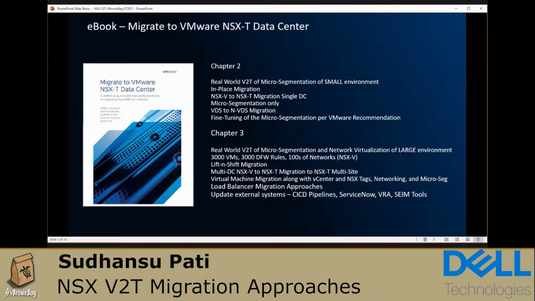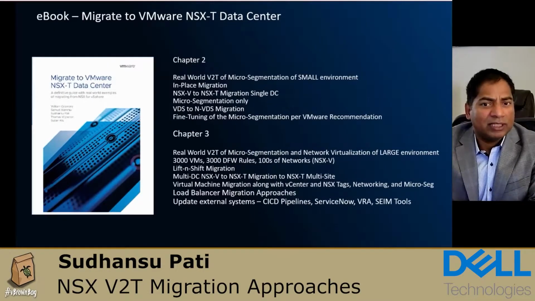So I have authored 2 chapters where I highlighted real-world implementation use cases of V2T migration. Chapter 2 is an example of a single DC micro-segmentation migration of a small environment. And chapter 3 is about a micro-segmentation, network virtualization, and load balancer migration of a large environment.